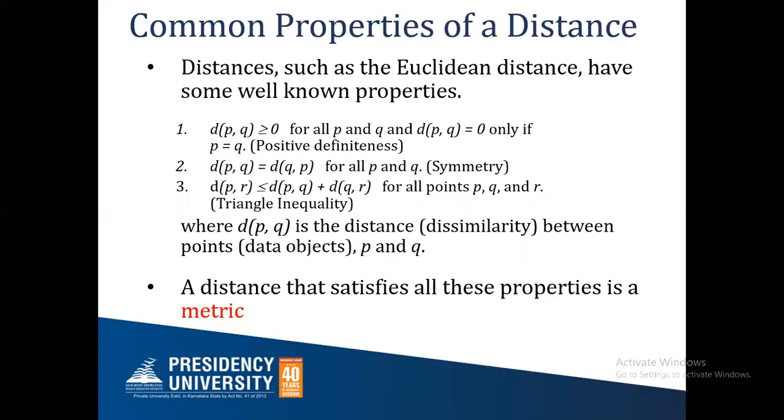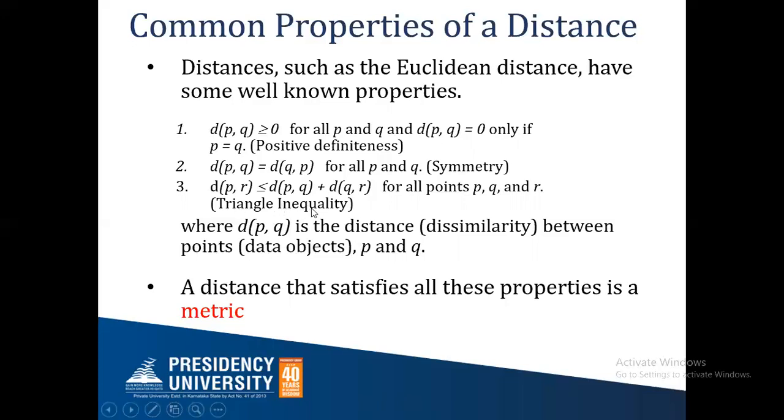The second property: distance from P to Q is the same as distance from Q to P for all P and Q. This is called symmetry. Just like we saw, distance from P1 to P2 is the same as distance from P2 to P1. Whether we measure from P1 to P2 or from P2 to P1, the points are the same, so the distance remains the same. This property is called symmetry.